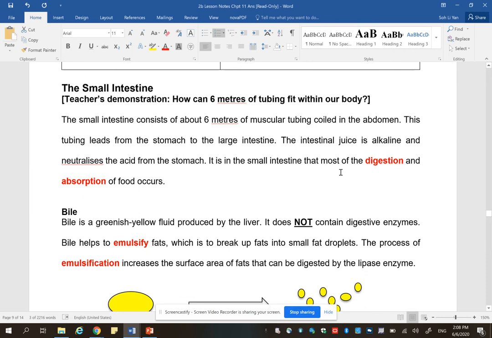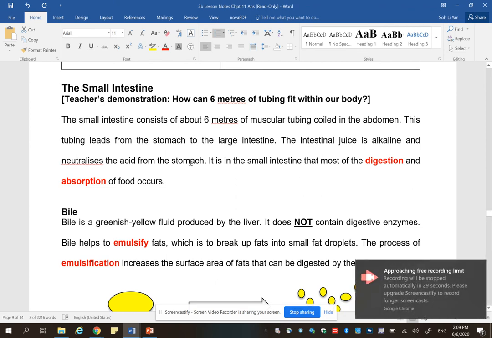So just now we learned that the stomach digests protein, and mouth amylase, the enzyme, digests starch. How about fats? So fat digestion only happens in the small intestine along with other food digestion that we'll look at later.